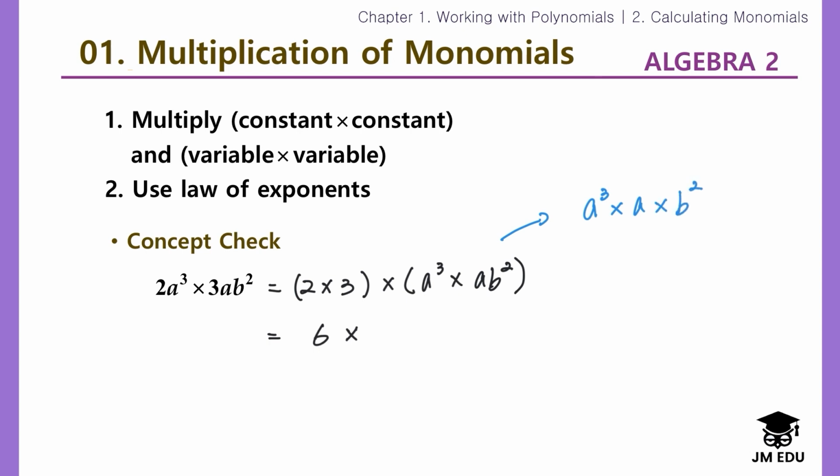So we can simplify these two terms. A cubed times a to the power of 1, that's going to be a to the 3 plus 1, 4, right? A to the 4. So this expression is equal to a to the power of 4 times b squared, right? So if we rewrite this expression, that's going to be 6a to the 4 b squared.